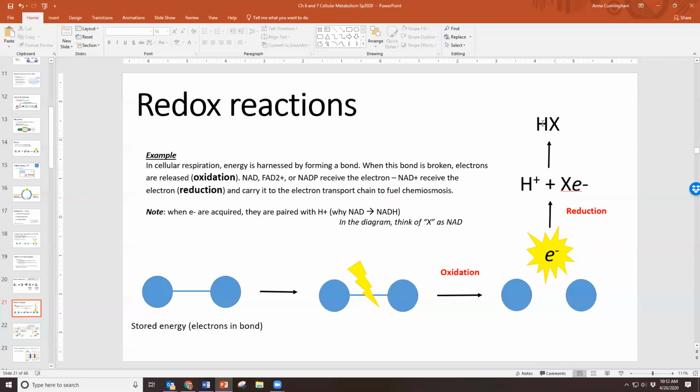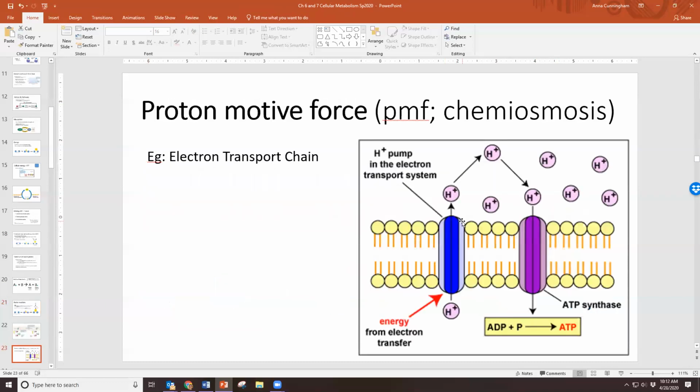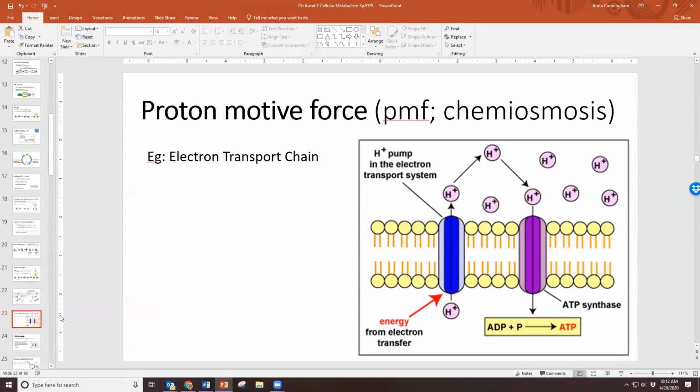So how do we use this molecule carrying an electron and a hydrogen to generate ATP? It's very important to note, again, oxidative phosphorylation occurs in two steps: redox reactions, and then an electron transport chain.